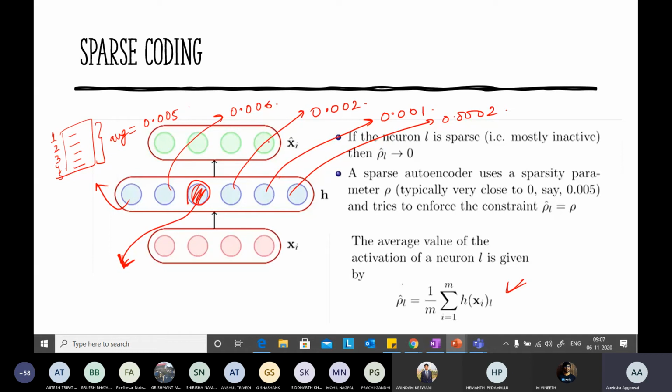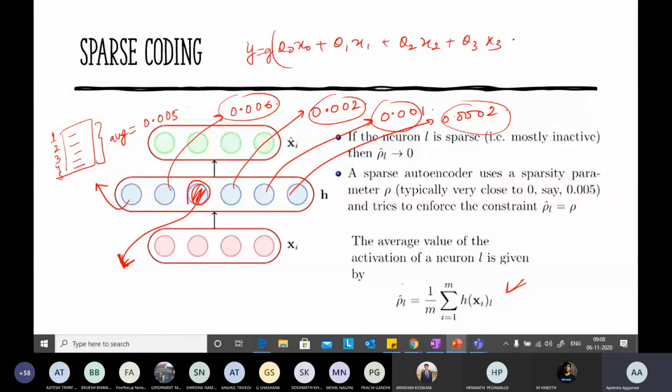So what are we doing exactly? We are basically reducing the neurons' activation value. You remember where we do this? Reducing the activations so that they have no effect, so that parameters have no effect. If we have an equation like v equals theta naught x naught plus theta 1 x1, theta 2 x2, theta 3 x3, and some activation plus bias.